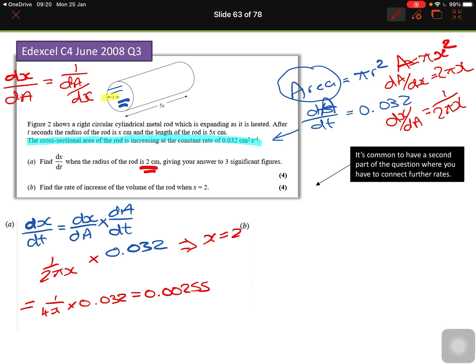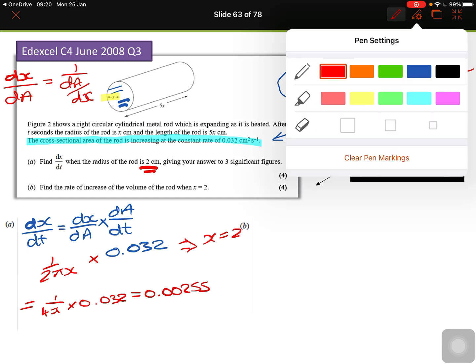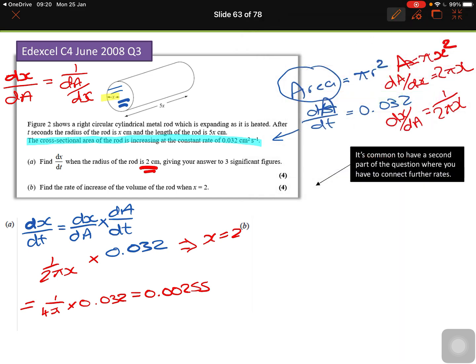Part B, find the rate of increase of the volume now. So we're now after the volume. First of all I'm going to have to work out what my volume is. So the volume of my rod, I've got to work out the volume of the cylinder. So it's going to be pi x squared times 5x. So work that out in terms of x. That's going to end up being 5 pi x cubed.